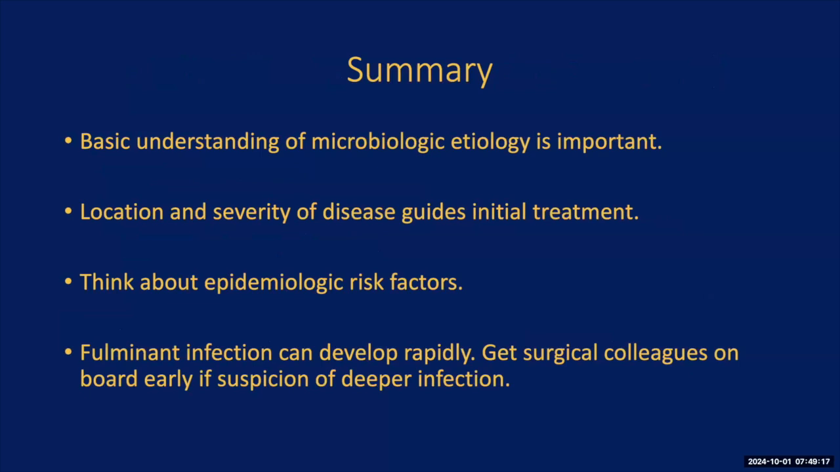Location and severity of disease guides initial treatment. One ought to think about epidemiological risk factors, as that can be a major clue as to what the organism is that is implicated in the infection. And then fulminant infection can develop very rapidly, so one should have a very high clinical suspicion. And if so, get your surgical colleagues on board early so as to prevent the morbidity and mortality that is associated with these infections. With that, I'll conclude the presentation, but I will open the floor to any questions.